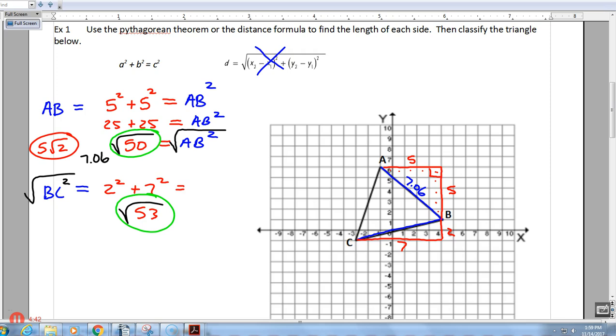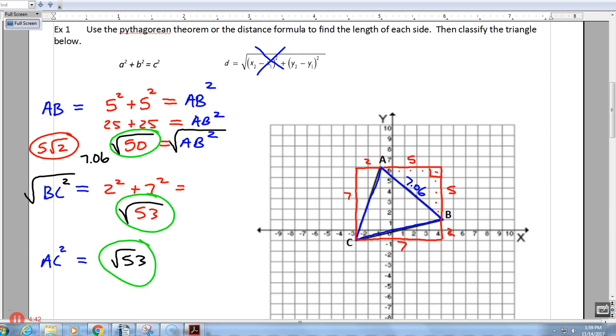So the final piece, I want to figure out what AC is. Well, AC is going to be right here. And he is another 2 by 7. So I really don't even have to do the math. They're both 2 by 7s. I'm just going to write the answer down. It's the square root of 53, because I already did the 2 by 7 up above.